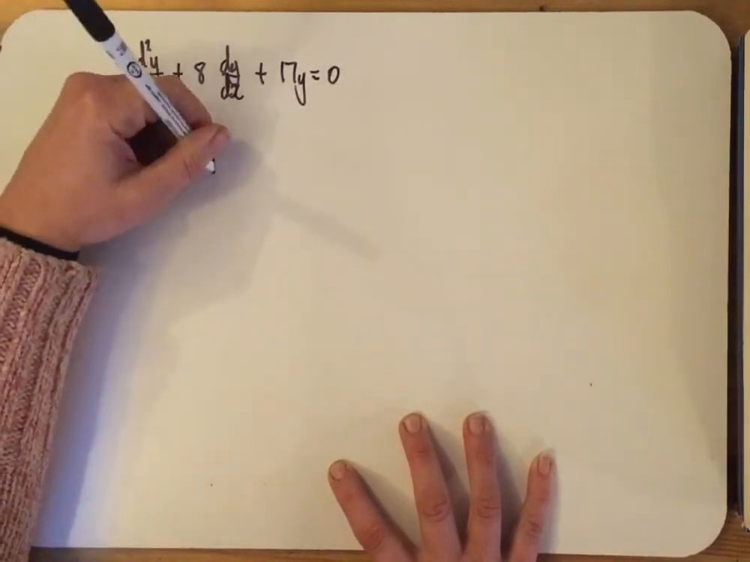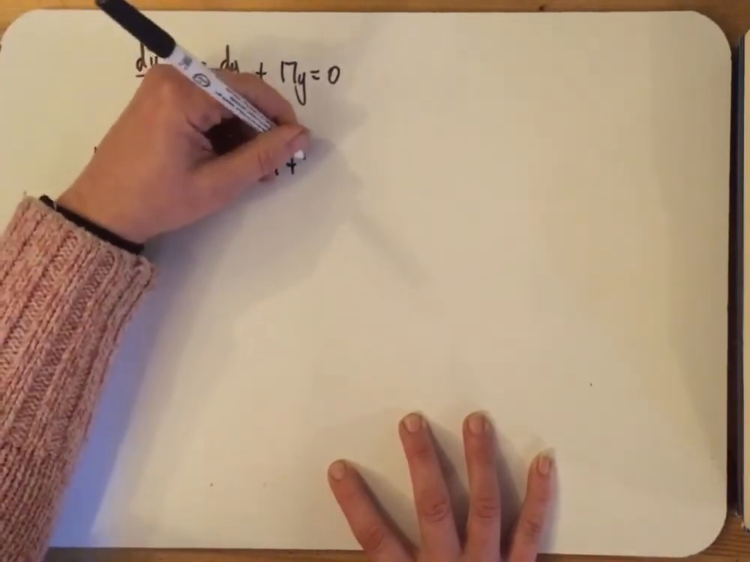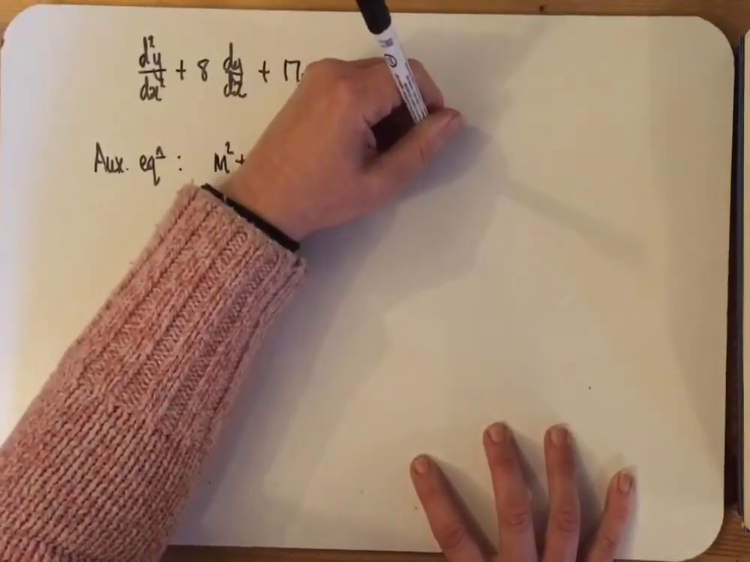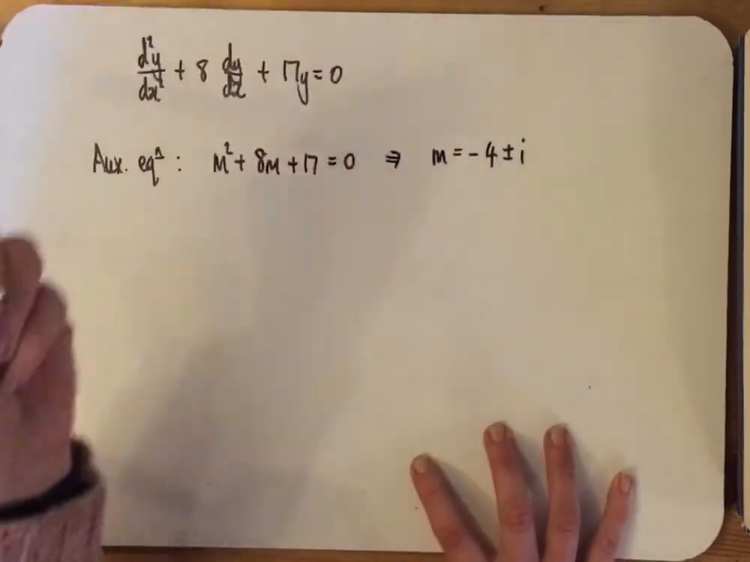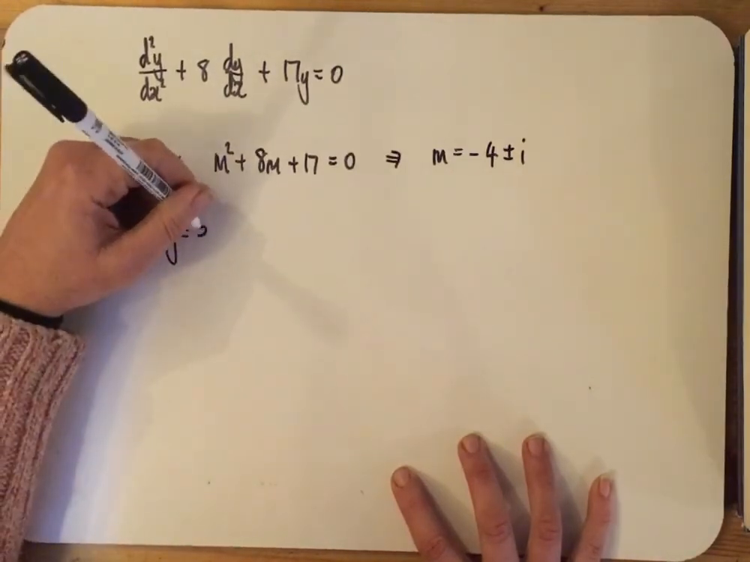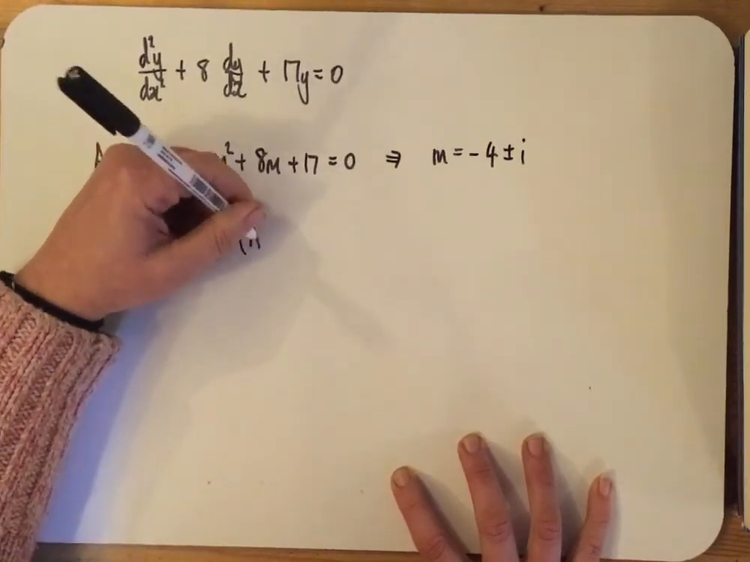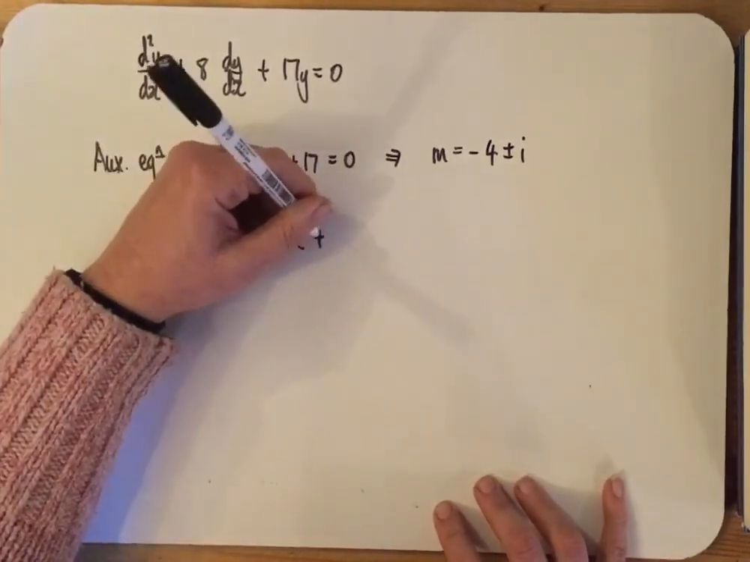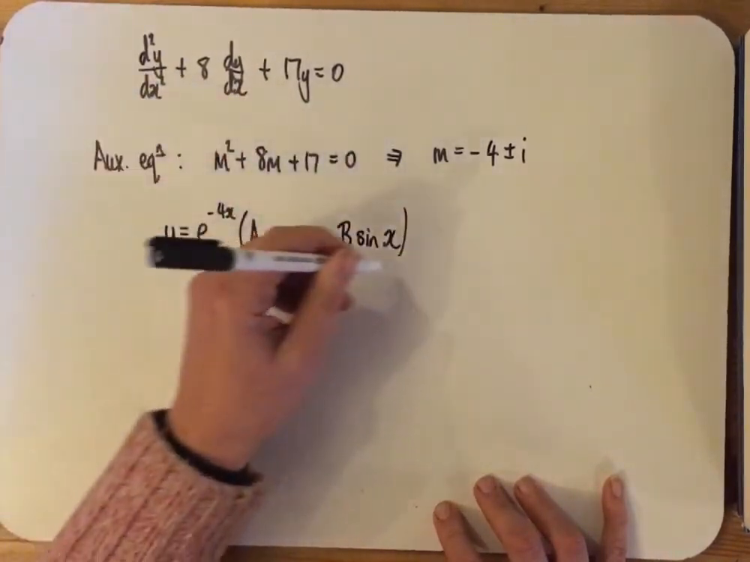So it's m squared plus 8m plus 17 equals 0. Work that into a calculator, and m is equal to minus 4 plus or minus i. And so from there, y is equal to e to the minus 4x, lots of a cos x plus b sine x, where the coefficient of i goes in here.